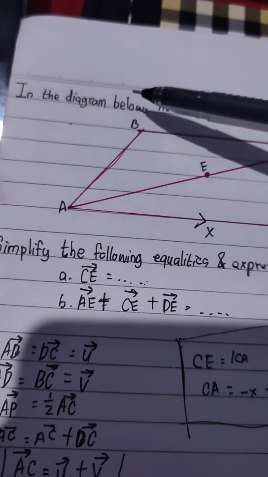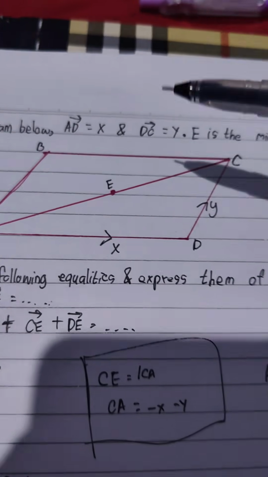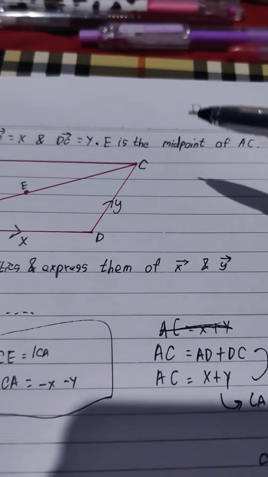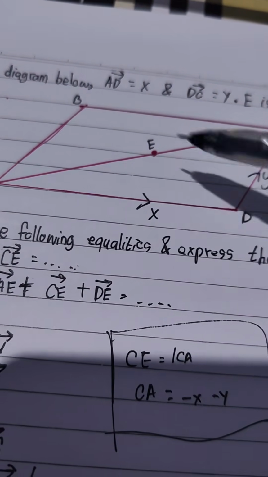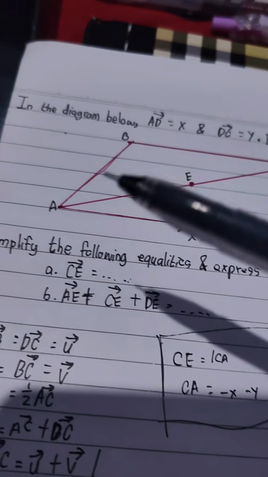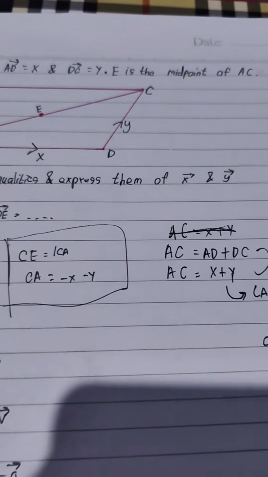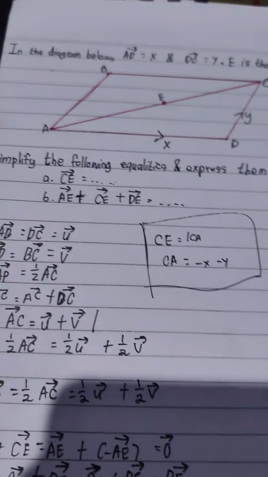Question number 2. In the diagram below, factor AD equals X and factor DC is Y. E is the midpoint of AC, so this is E. As you can see it is in the middle between A and C. So simplify the following equalities and express them in terms of factor X and factor Y. So the first question, 2a, asks for factor CE.